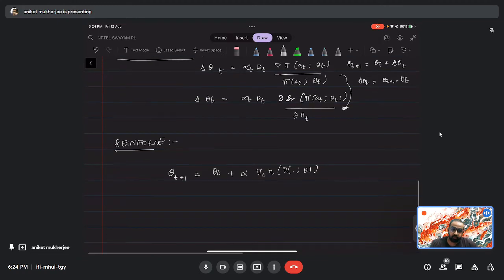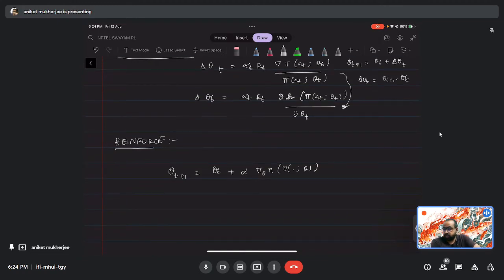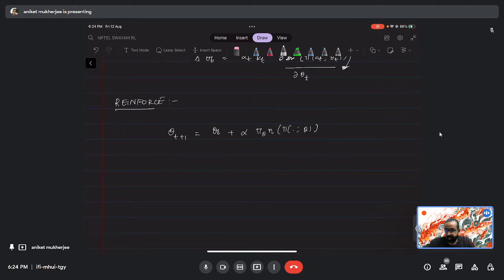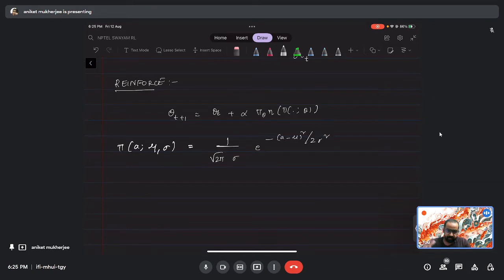Okay, so do you want me to go directly to the Gaussian one, or do you want me to first do what sir has done in class, with an action and some arbitrary rewards? Maybe I'll go directly into the Gaussian. So what you have is phi a given mu sigma is equal to 1 by root 2 pi sigma e power minus a minus mu whole square by 2 sigma square. This is your pi. Now I'll write down the steps which will make it easier for you to find log of mu sigma.